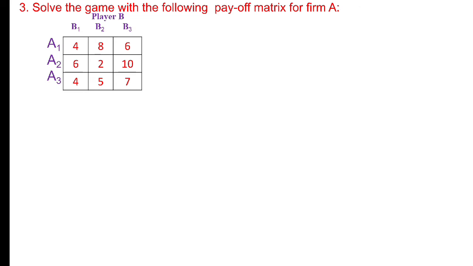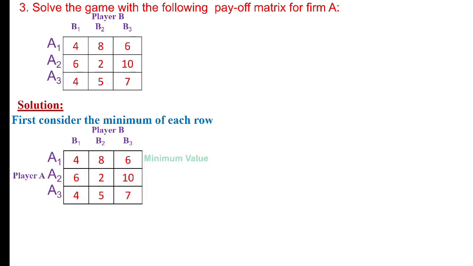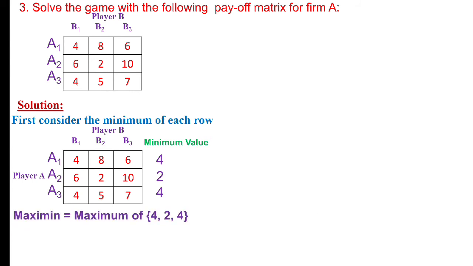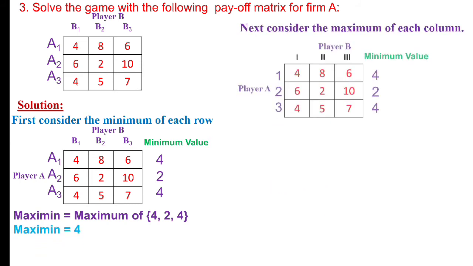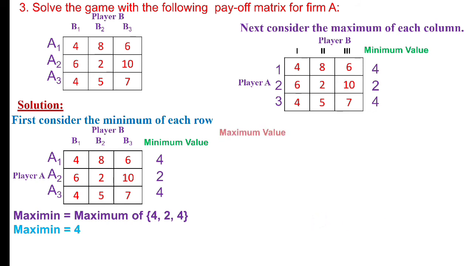Then solve the next problem we'll get. So here again maximin will be used. Consider each row, then the minimum value will be found: 4 and 4. Then again, the maximum of the minimum values, that is the maximum, so 4. Similarly, consider each column.